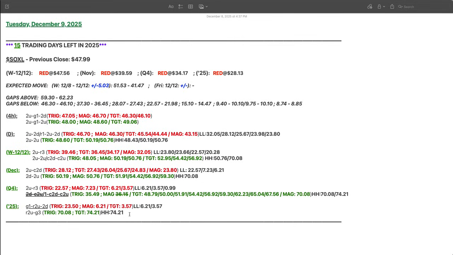All right, so there you have it. Those are your triggers and targets for everything from a scalping perspective all the way up through the 1-year chart.